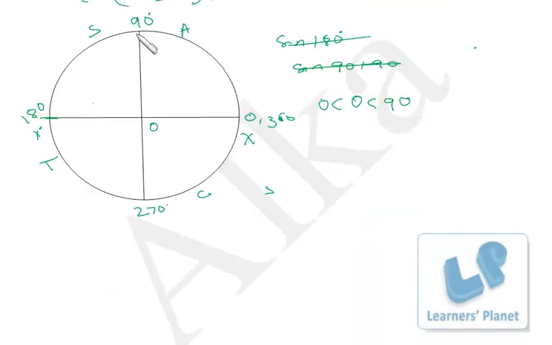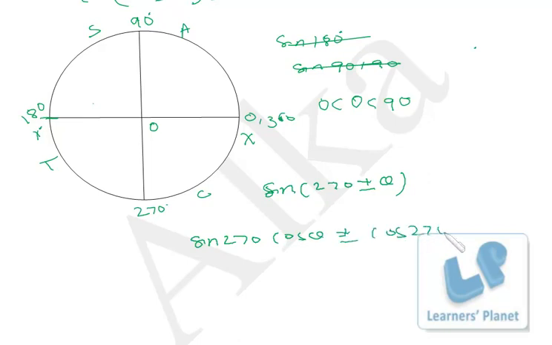Now sin 90 is 1, that means sin 270 will be -1, and cos 90 will be 0, and cos 270 will also be 0. So now we calculate sin(270 ± θ), right? So that is sin 270 cos θ ± cos 270 sin θ. Sin 270 is -1, so it is -cos θ, right? Plus minus 0. So sin(270 + θ) is also -cos θ, and sin(270 - θ) is also -cos θ, right?